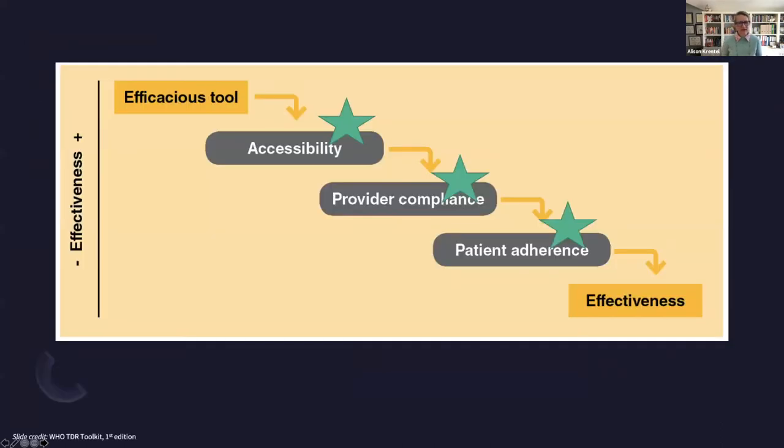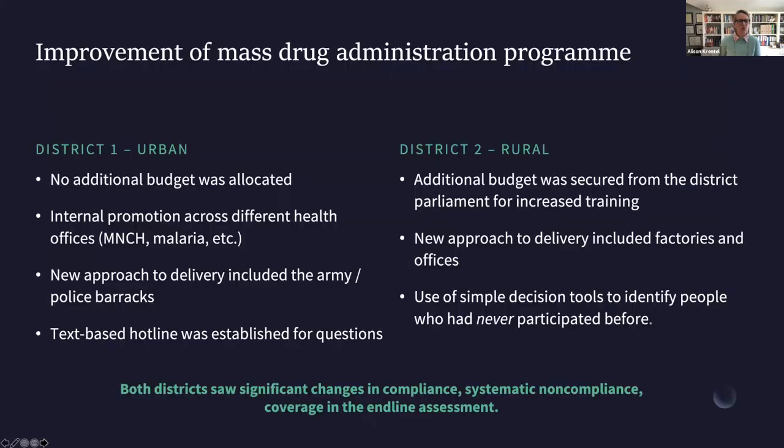So if we come back to our effectiveness ladder here, we can see that across each of these different places, whether it's accessibility to treatment, the way that the treatment was delivered and the eligibility criteria, or actually the way that people took the pills, there were barriers or bottlenecks that were identified by our research. So what happened? Well, we had two different districts. We had an urban area and a rural area.